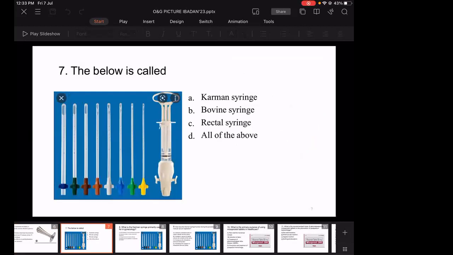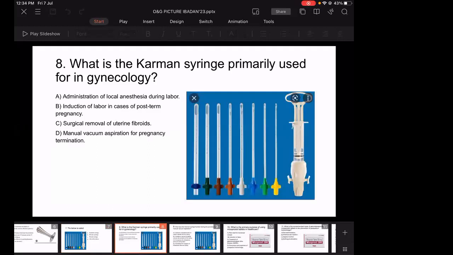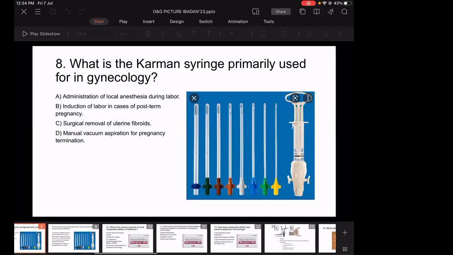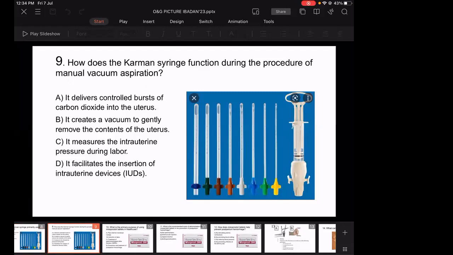The below is called, what is this? What is the displayed image? Common syringe. Yes, it is a common syringe. And what is it used for? Manual vacuum aspiration. So you have already answered this question. What is the common syringe primarily used for in gynecology? We've already mentioned it is used for manual vacuum aspiration. Yes. And by the way, these cannulas, they are numbered, they are color coded depending on the sizes. So you see the yellow is the smallest. And you start from the lowest and then you keep increasing the numbers.